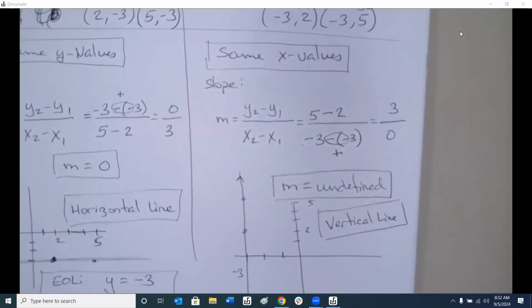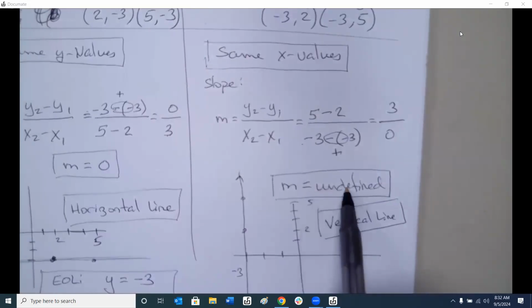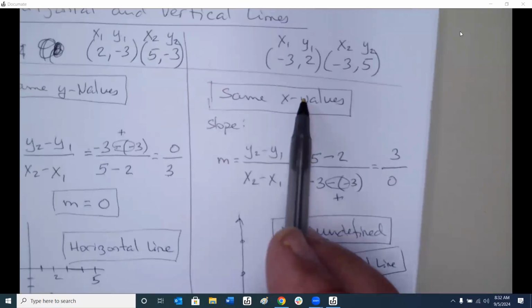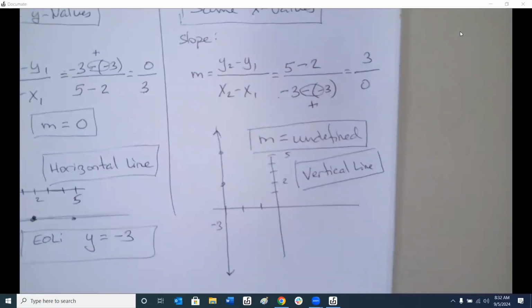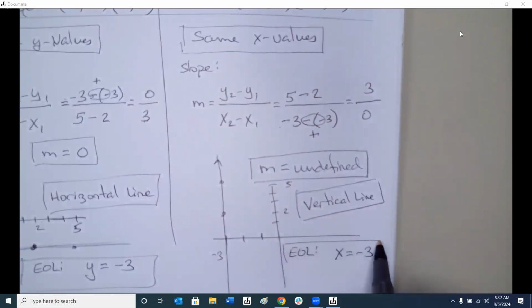So these are interchangeable. If I say you have a vertical line, that means automatically it should tell you two things. The slope is undefined and the x values are the same. Or if I say the slope is undefined, it's going through this point, what's the equation? So if it's undefined, that means we have the same x values, that means it's a vertical line. All of these things are interchangeable. The equation of a line here is whatever the common value is.